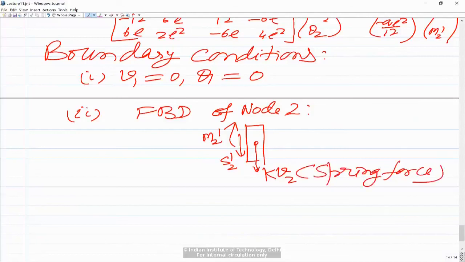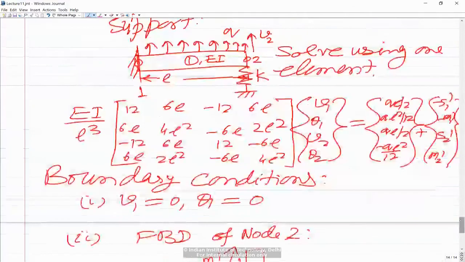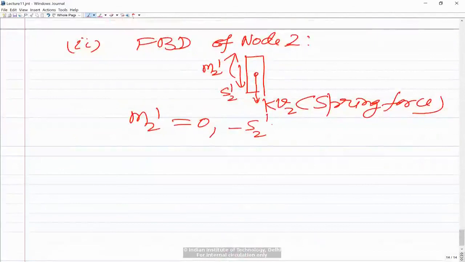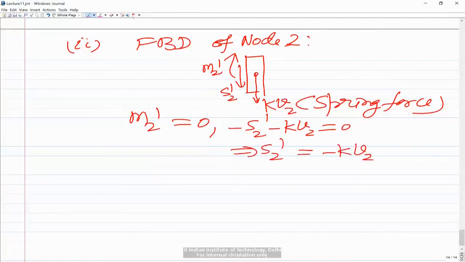So one is, if you write the moment equation, you will directly get M21 equal to 0. So that means this term is already 0. But if you write the force balance, so minus, you have S21 minus KV2 equal to 0. Sum of forces along y direction equal to 0. So this will give you S21 is equal to minus K into V2. So now S21 is non-zero, which is minus K into V2. V2 of course is an unknown.